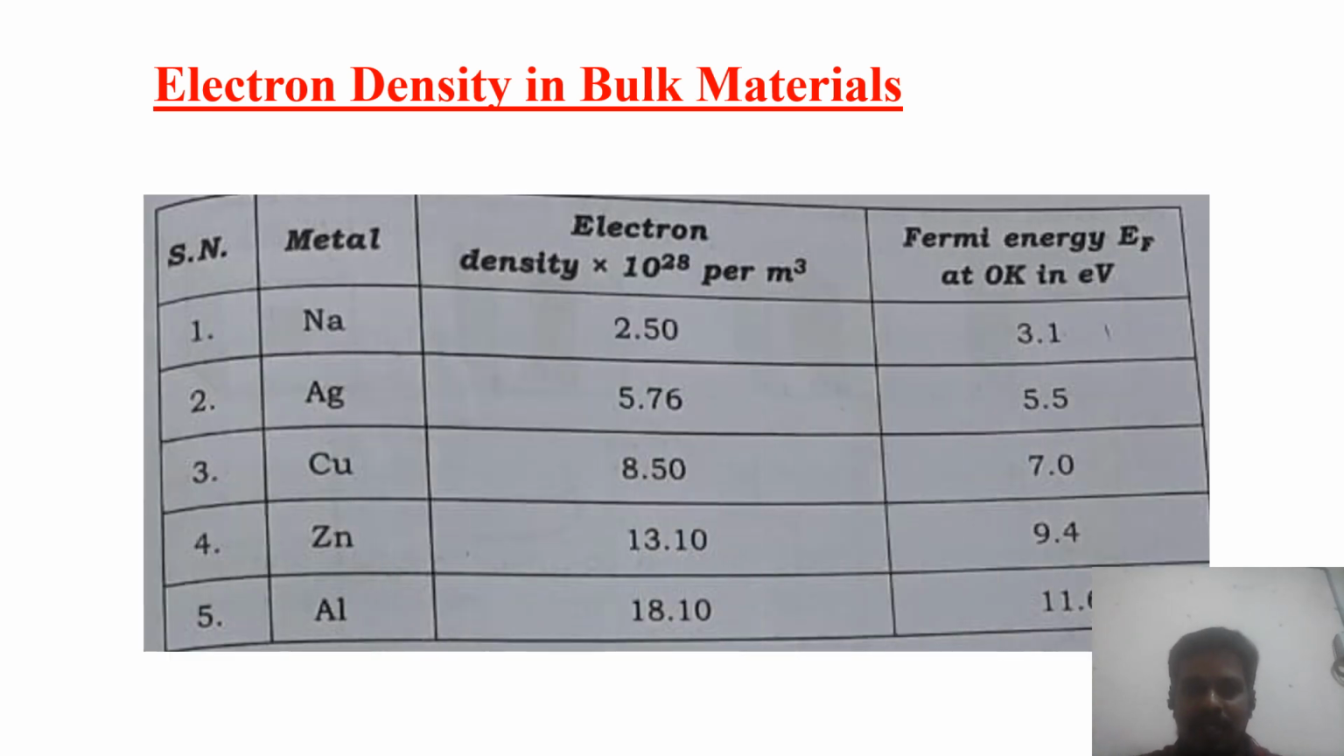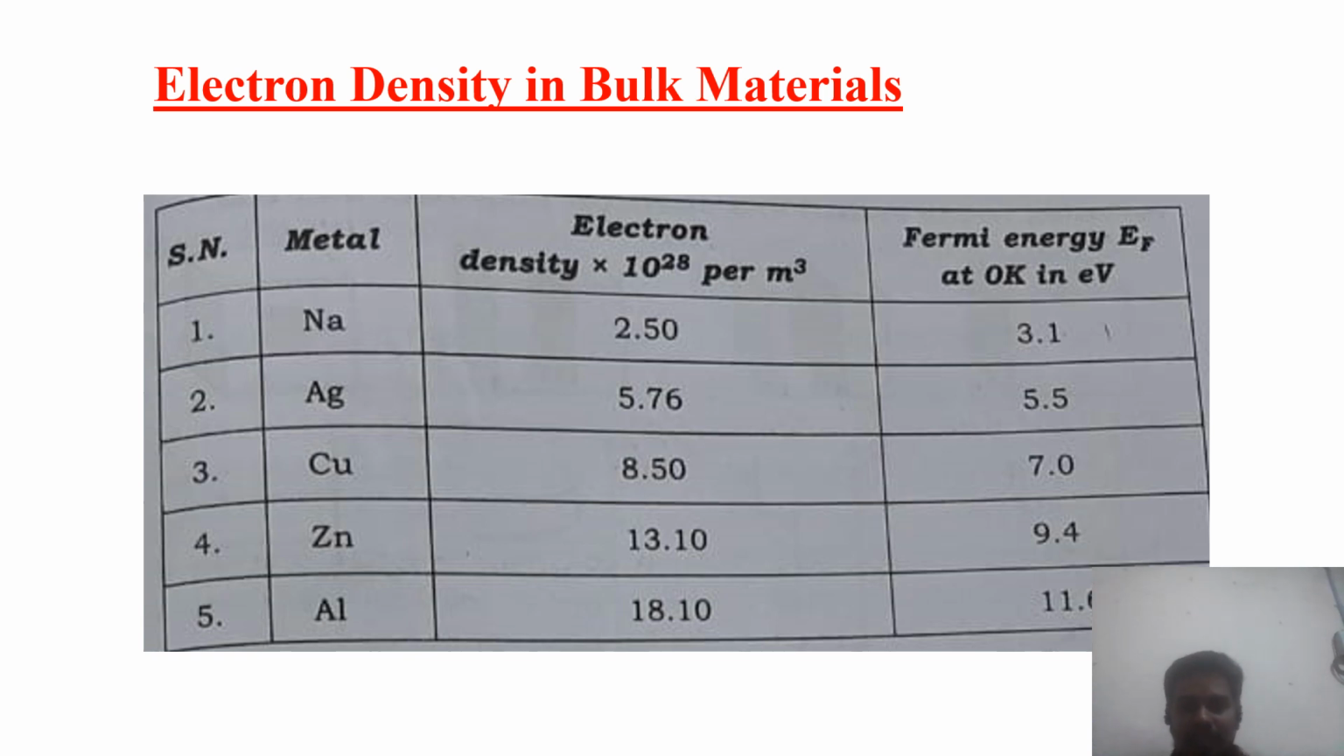So now we will look at some metals and how many electrons are allowed at room temperature. So look at this table. For the metal sodium, the electron density is 2.50 into 10 power 28 per meter cube. The Fermi energy, the maximum Fermi energy, is 3.1 electron volt. Similarly, silver has an electron density of 5.76, but the maximum Fermi energy is 5.5. In copper it is 8.50. The maximum allowed Fermi energy is 7 electron volt at 0 Kelvin.